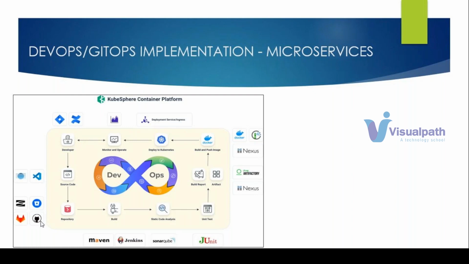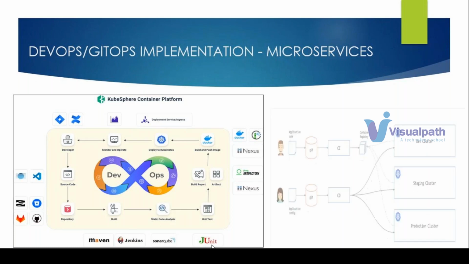Here you can see popular examples: GitLab, Bitbucket, Visual Studio, Git, then Jira, Confluence, and as artifact repositories, Nexus and Docker. This is particularly for a Java-based flow, so we are using Maven as the build tool, Jenkins as the CI/CD platform, SonarQube for code coverage, and JUnit for unit testing.